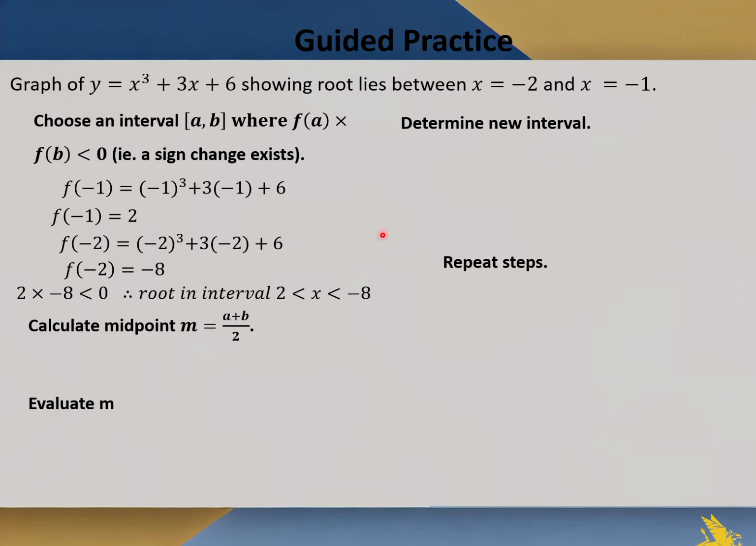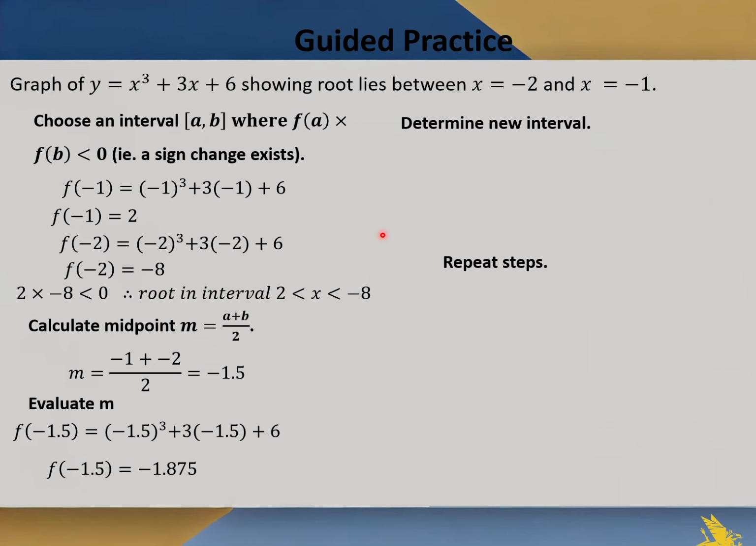So with the midpoint, I'm adding my two x values together and then dividing by 2. Negative 1 plus negative 2 is negative 3. Divided by 2 is negative 1.5. So we evaluate this again. We put negative 1.5 into my equation and I solve it, which gives me negative 1.875.